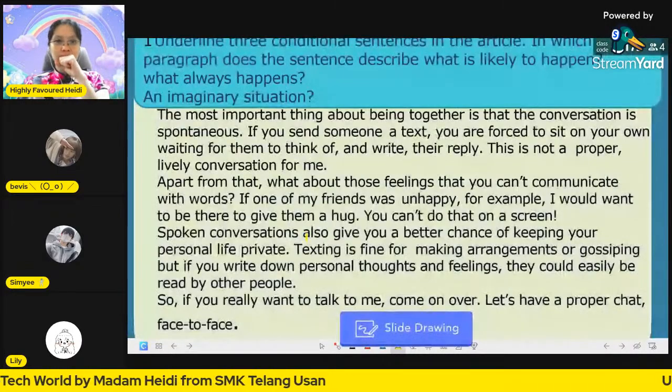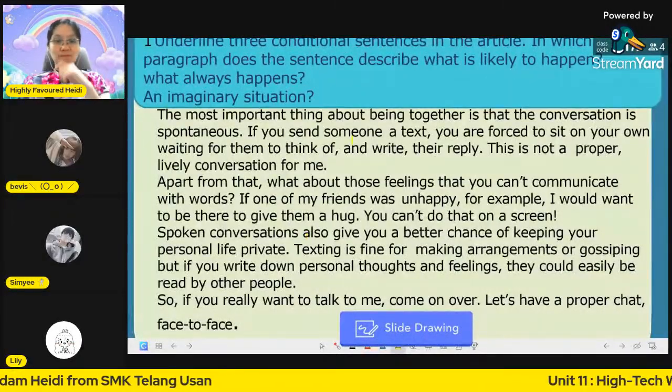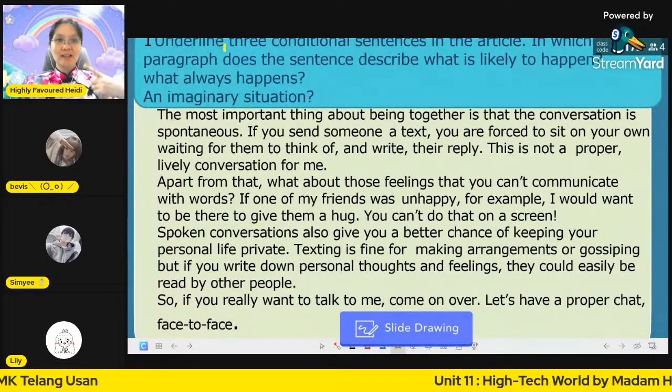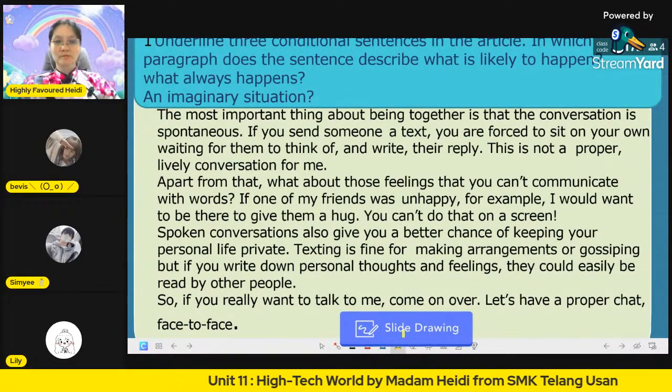Let's move on. Okay, now again, now underline. Maybe I have Lily. Lily can read the one in blue.